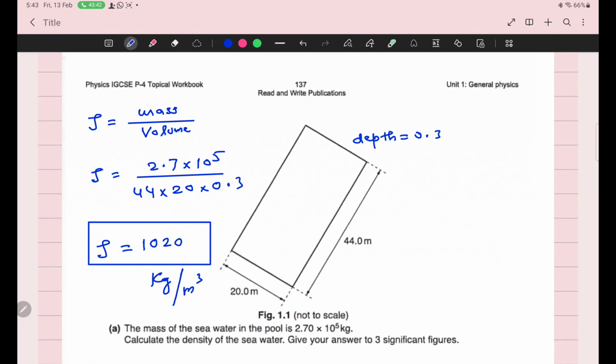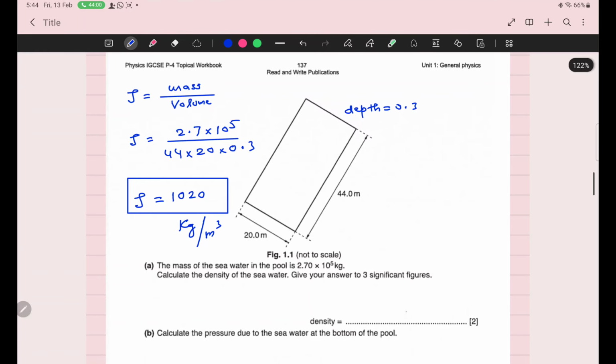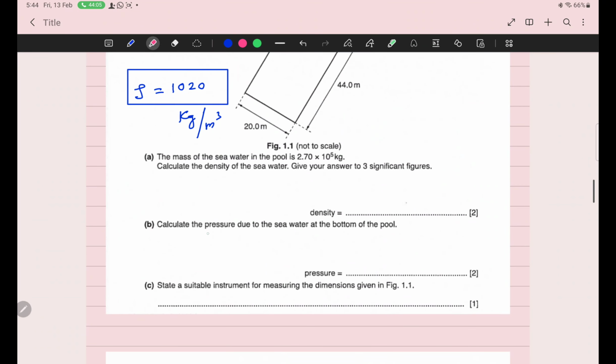Mass is in kilogram, volume is in meter cube. So the density is 1020 kg per meter cube. So we are given mass, we are given volume. So we have calculated density, and after calculating density, now the next question is calculate pressure. But Manur, can you tell me how do you calculate pressure of liquid? What is the formula to calculate pressure of seawater?